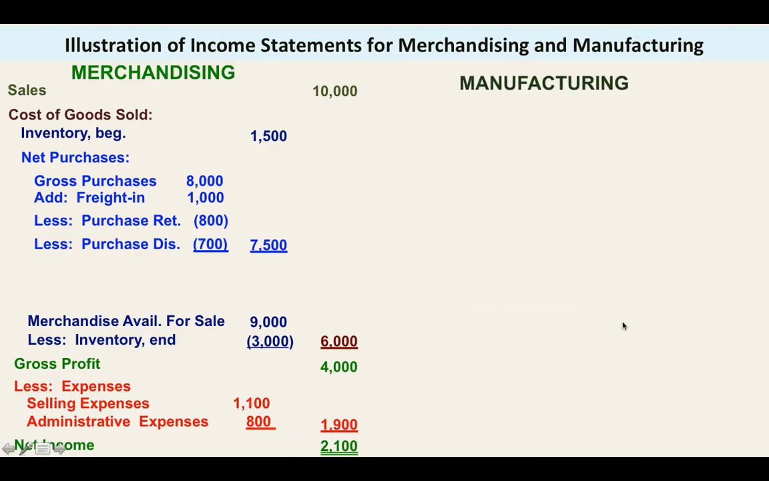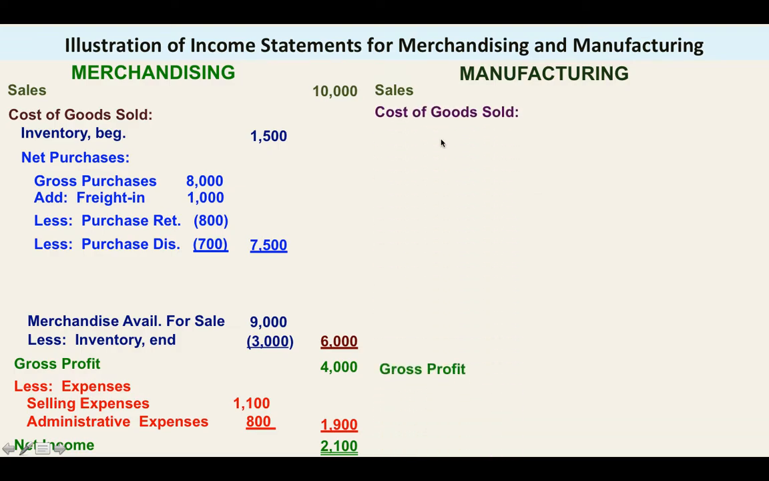Now for manufacturing, we will have a comparison with merchandising. Okay, so it's the same thing. Sales less cost of goods sold will give you your gross profit, less expenses will give you your net income. The basic difference of merchandising and manufacturing is the composition of your cost of goods sold. Okay, let us take a look.